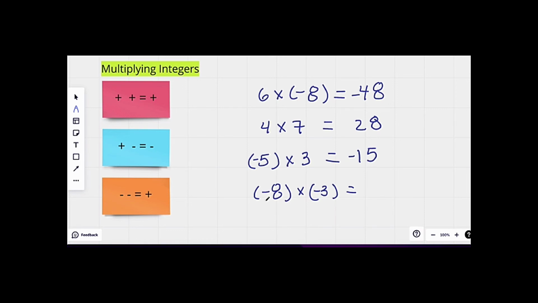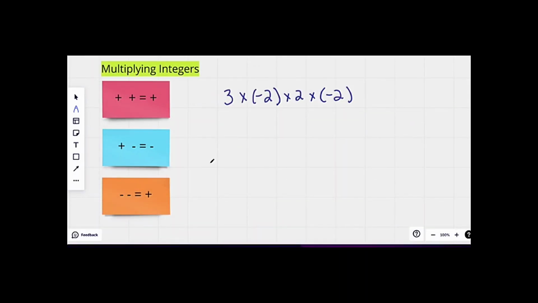And what do we have? Negative 8 times negative 3. So we know that our answer is going to be 24 because 8 times 3 is 24, but is it going to be a negative or a positive? Well, we've got negative 8 and negative 3. That's two negatives. A negative times a negative equals a positive. So we've got positive 24.